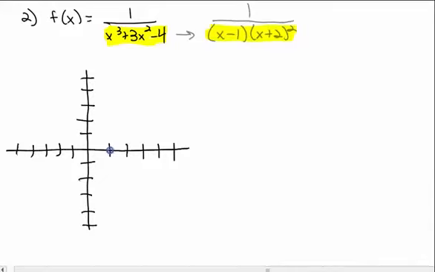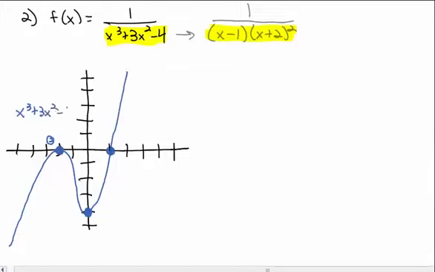The zeros we see are at 1 and negative 2. If we plug 0 in for x, we find we have a y-intercept of negative 4. The negative 2 one was squared, so it's going to bounce at that one. So it's going to come in from the bottom left, bounce, go through, and up. That's our denominator. That's our x cubed plus 3x squared minus 4. Or if you prefer the factored form, x minus 1 times x plus 2 squared.